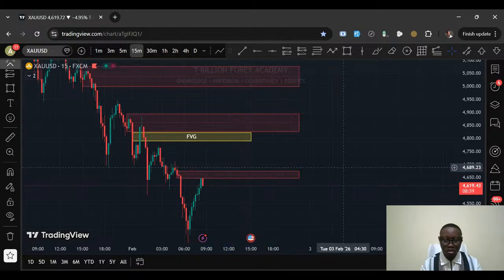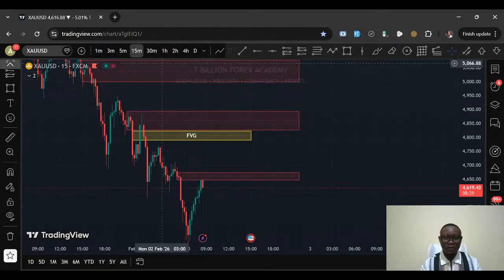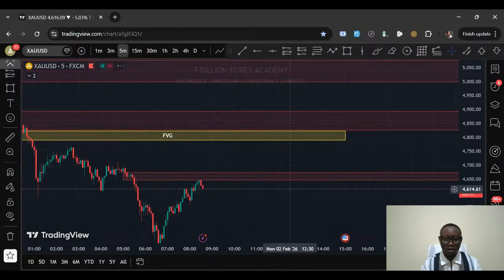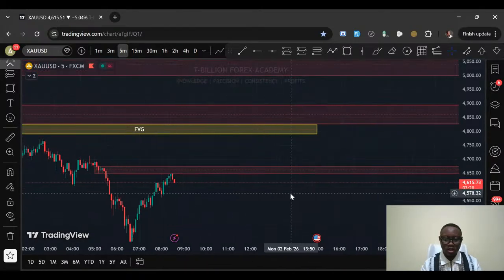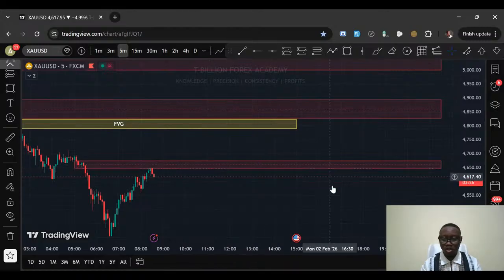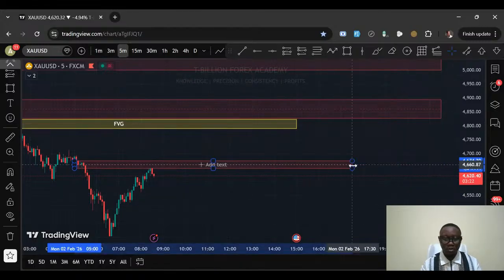So watch this, guys. So we have this refined 15-minute order block zone. And let's drill down further from the 15-minute to the 5-minute time frame. Please, I just want us to look for confirmation to take this trade before we continue with our analysis.